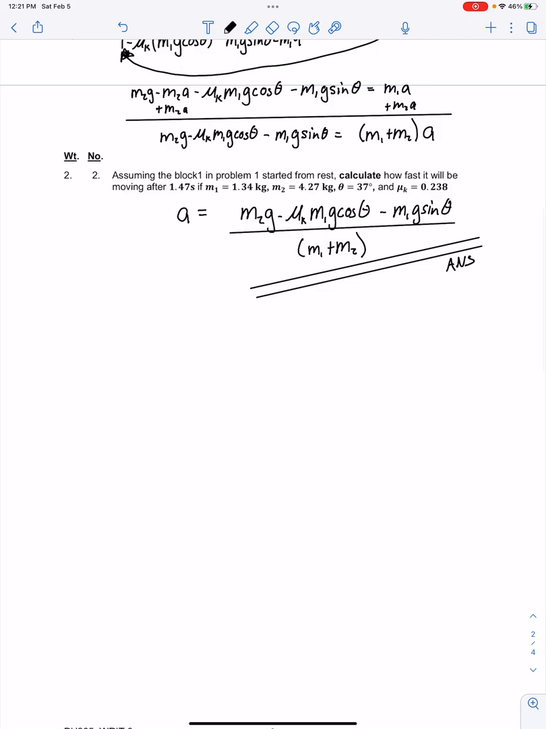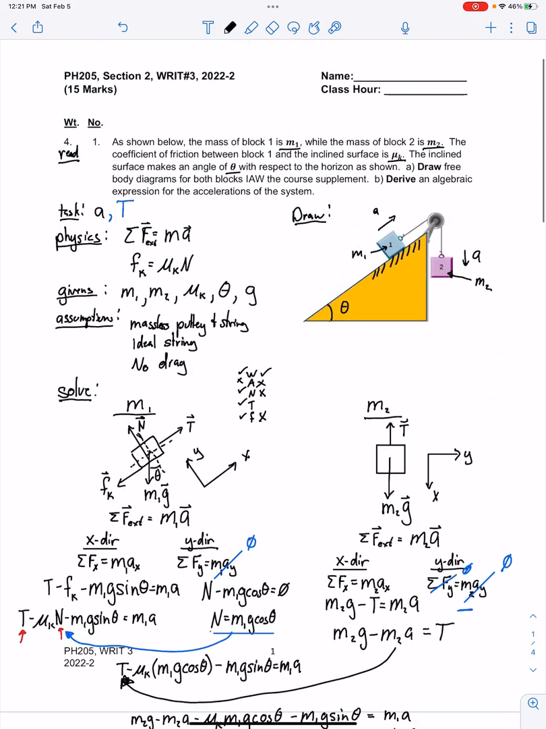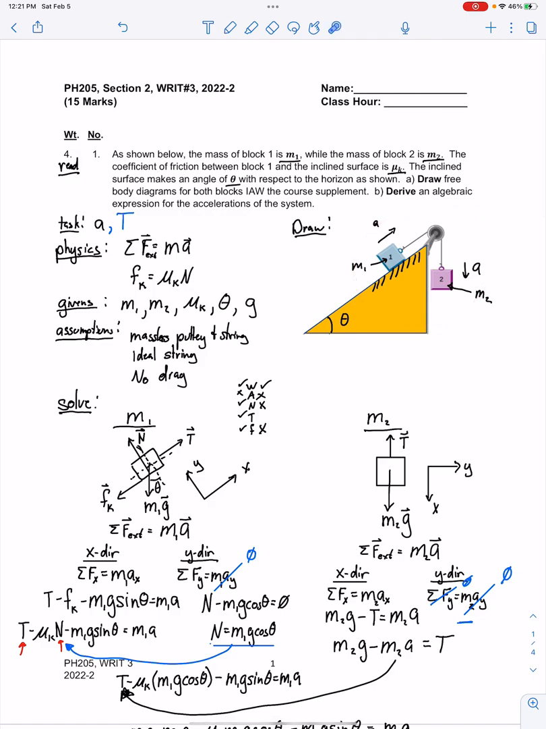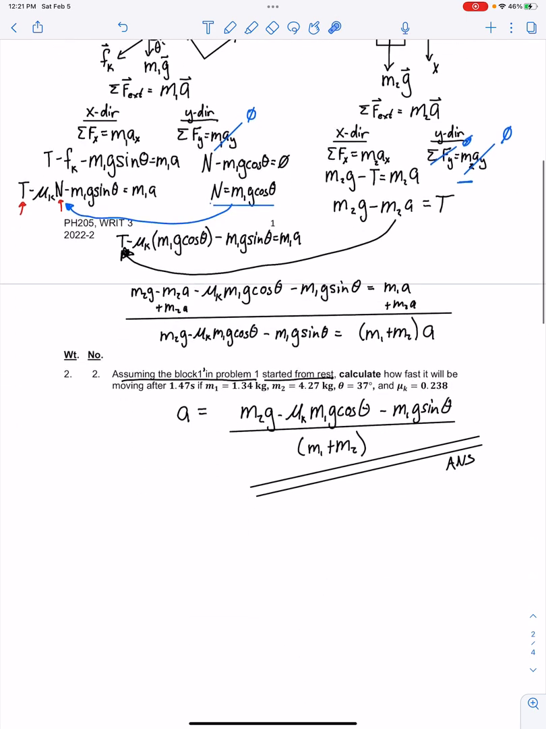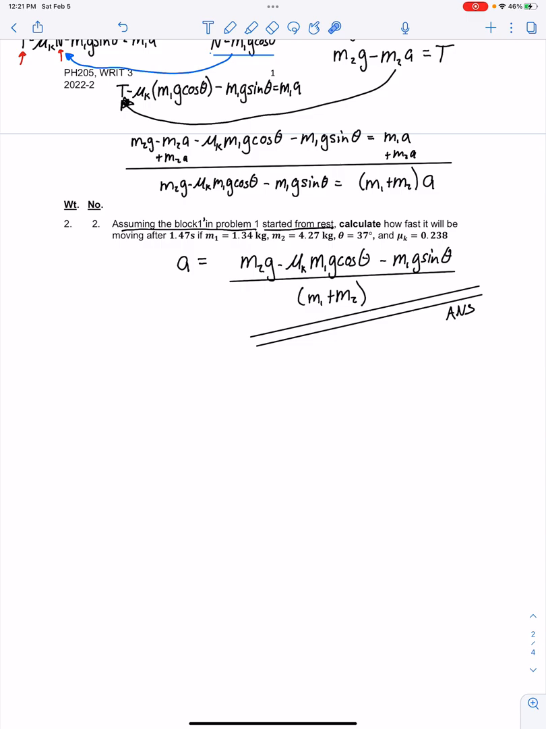Now with number 2, I'm not going to work through the numbers. But what I am going to do is basically talk about what's going on and how you do it. So it says that this object starts from rest. So number 2, we're looking back, assuming the block 1 in problem 1 started from rest. So we're doing this problem, and we're saying, assuming block 1 starts from rest, how fast will it be going, right? How fast? And that's asking about speed. So what is its speed or its velocity after 1.47 seconds?